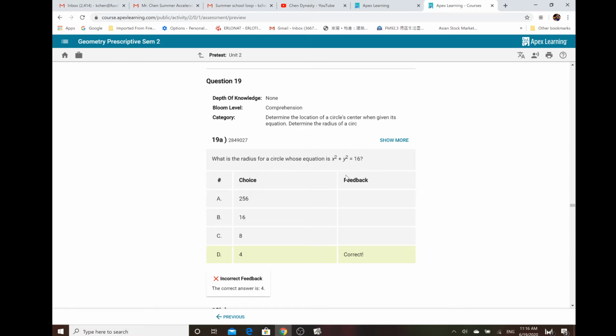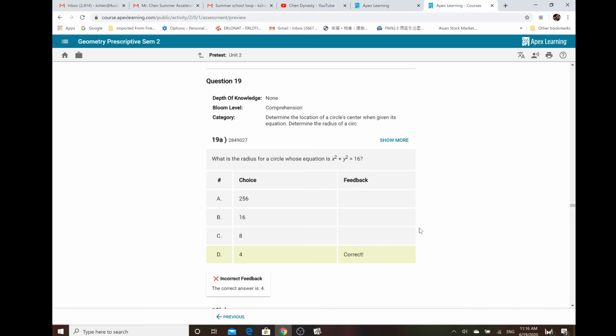So now what about question number 19? What's the radius of the circle with the equation x squared plus y squared equals 16? Now got to be careful with that. 16 is not the radius. 16 is considered r squared. So what you need to do, you want to take the square root of that constant number. So we end up with 4.